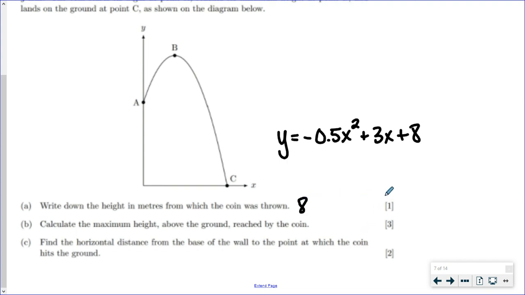Does it need to be a point like 8, 0? No, because it just says write down the height in meters from which the coin was thrown, right? So it's 8 meters, but it says in meters, so you don't even really have to label it unit-wise.